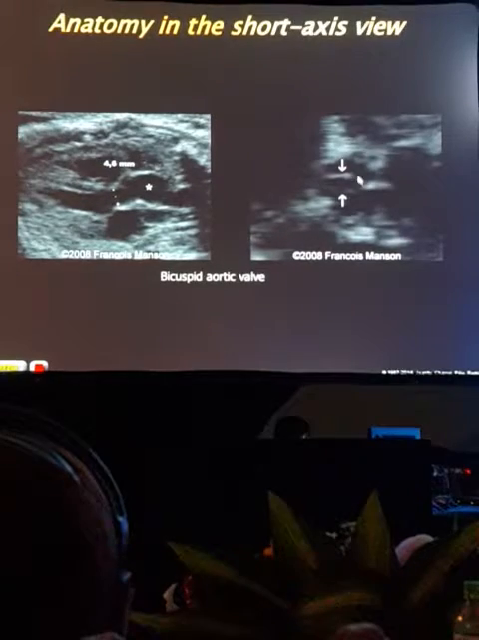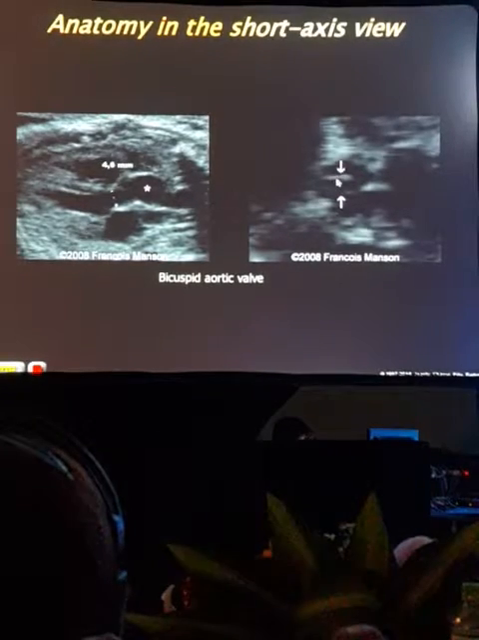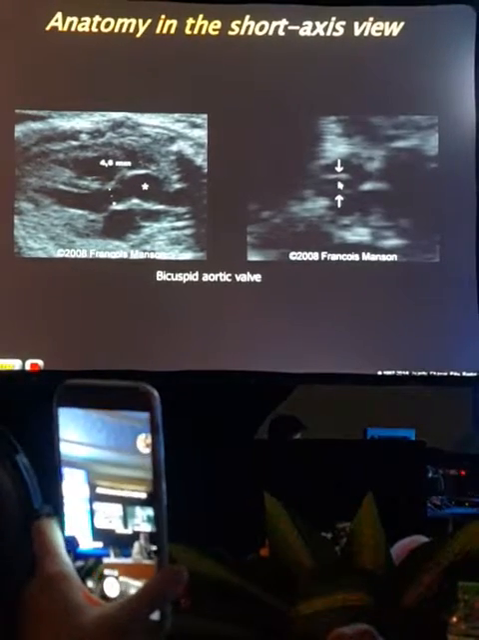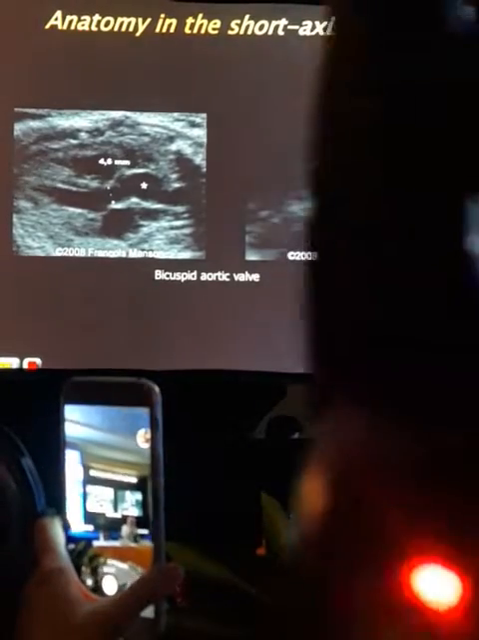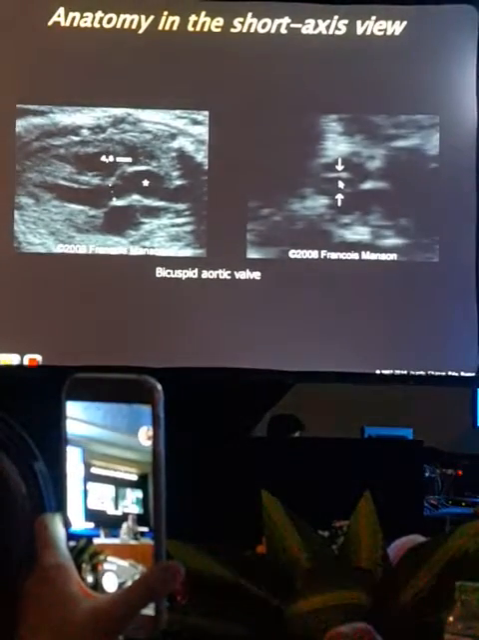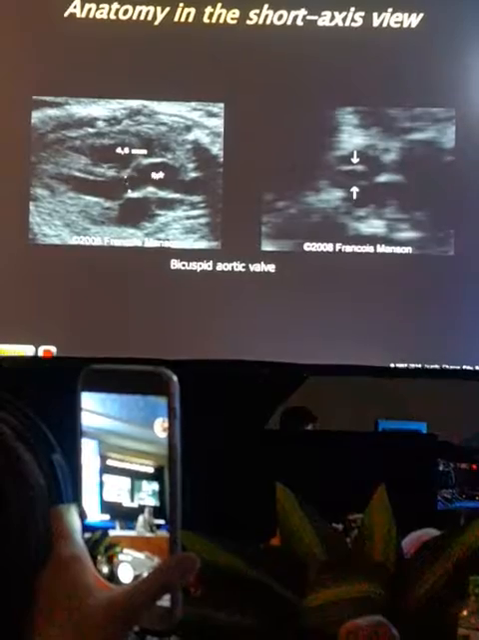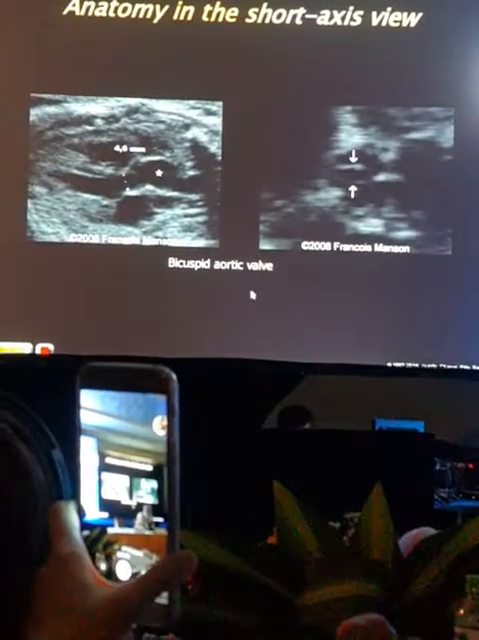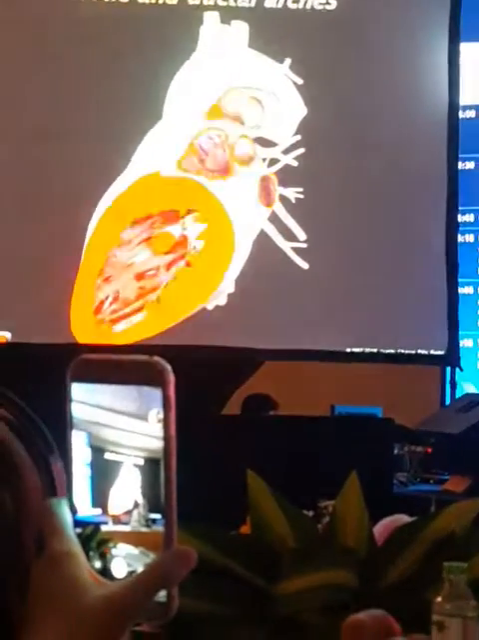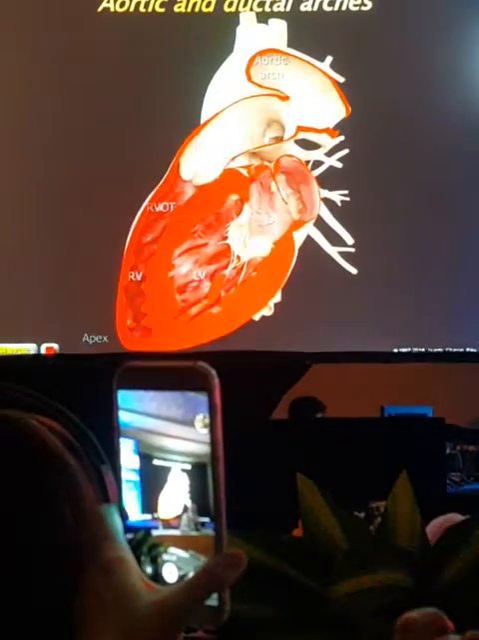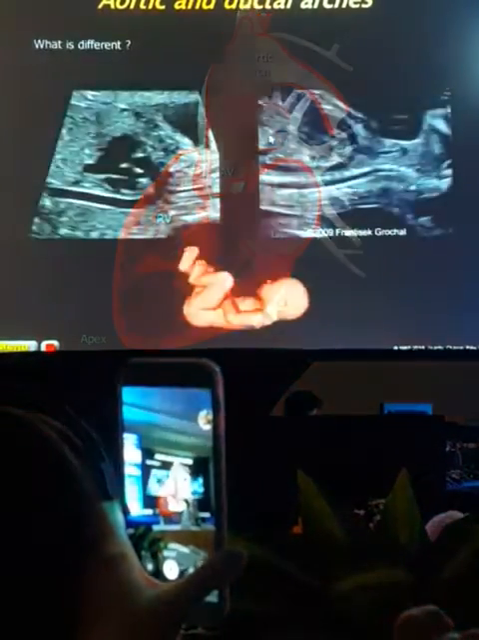And this is a baby that had a bicuspid aortic valve. In a bicuspid aortic valve, there's a stenosis and a transient jet phenomenon, and the jet phenomenon distends the ascending aorta and gives this image. Now, you can also look at the aortic and ductal arches. I've shown this image here, it's quite important, so we can skip.